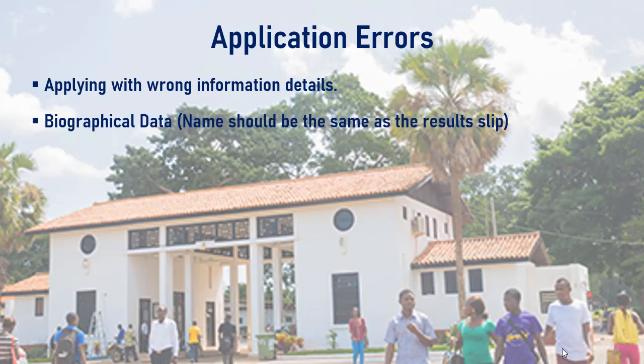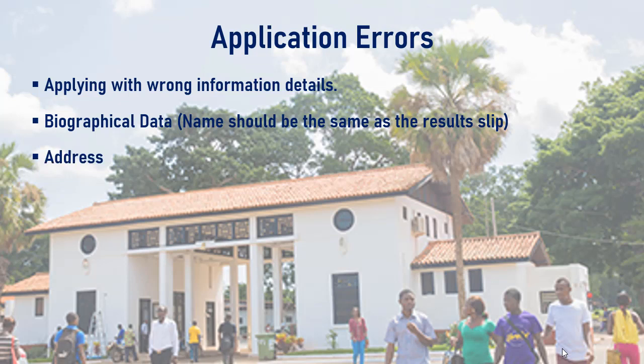Biographical data. Name should be the same as the results slip. So what this means is that whatever name you use on your WASSCE results slip should be the same name when applying online to the university. In case you change your name or add an additional name, you have to officially write a letter to WAEC so they update your records.